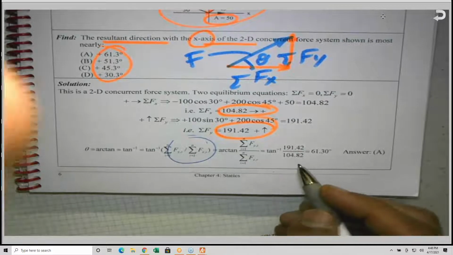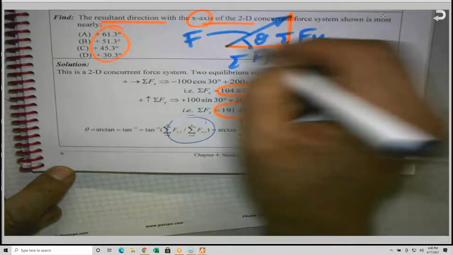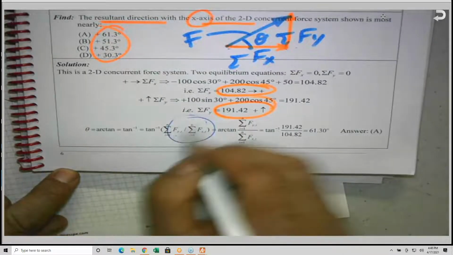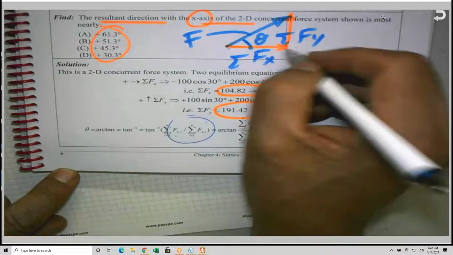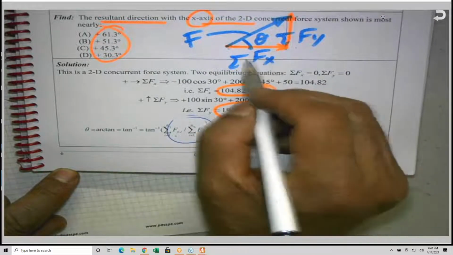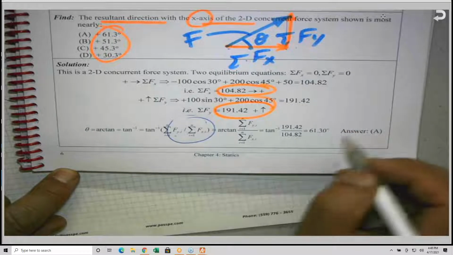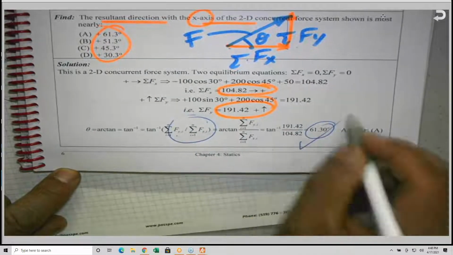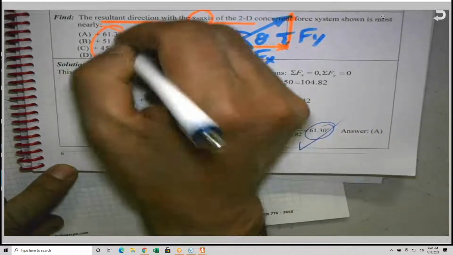Inverse tan of f sub y over f sub x, or the sum of all the components in the y direction divided by the sum of all the components in the x direction, and take the inverse tan and get an angle. Bingo, here it is. And the answer is A.